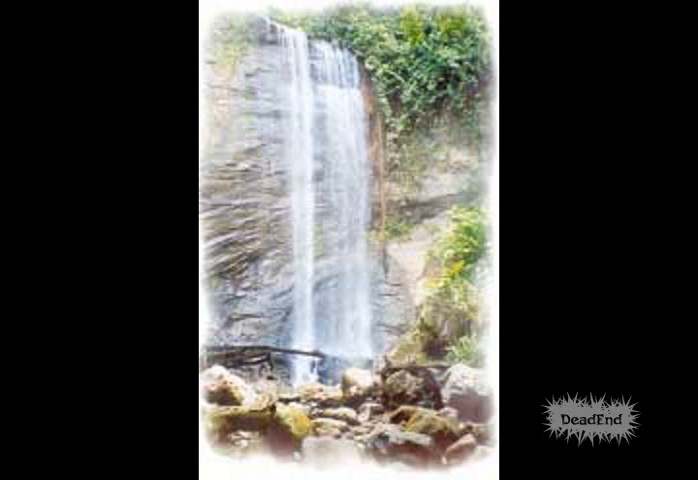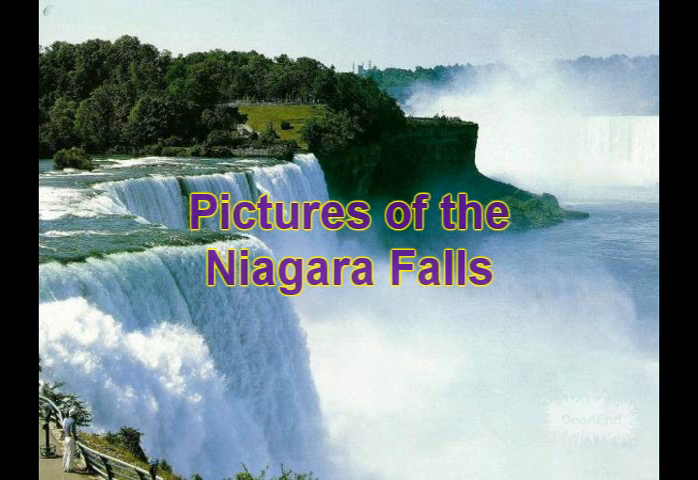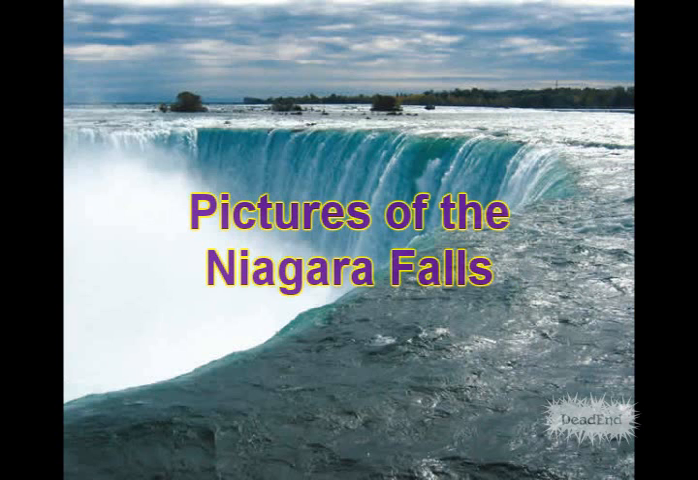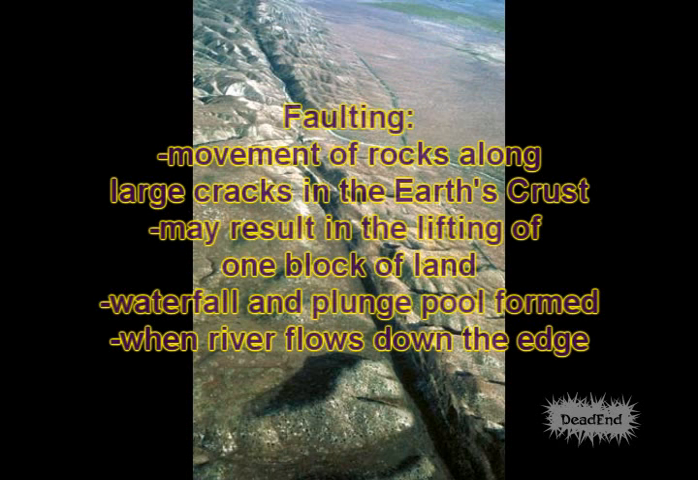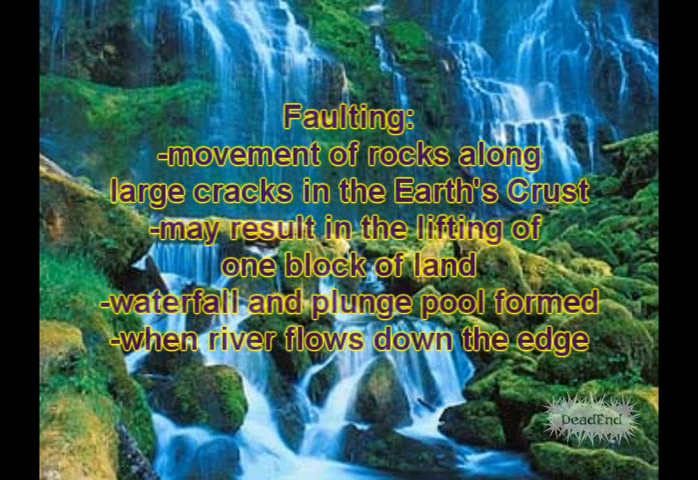An example of a waterfall formed in this way is the Niagara Falls, which stretches across the international boundary between the United States of America and Canada. A waterfall may also be formed through faulting. Faulting involves the movement of rocks along large cracks in the earth crust. This movement may result in the lifting of one block of land above the other. When the river flows down from the edge of the uplifted block, a waterfall and a plunge pool are formed.